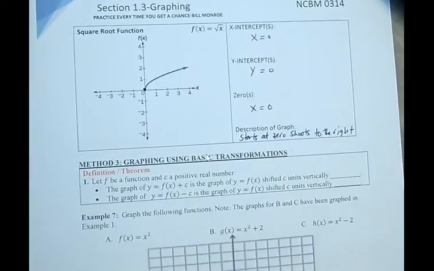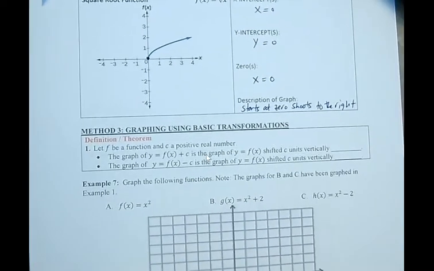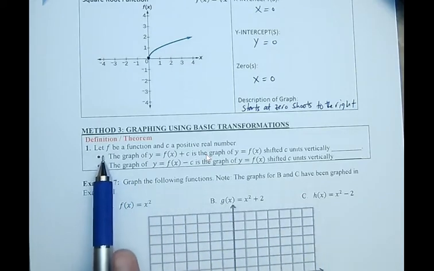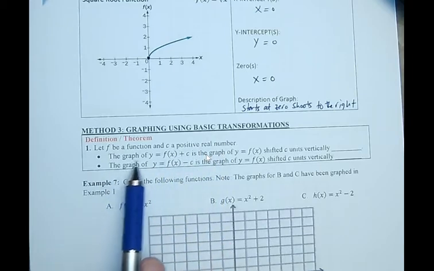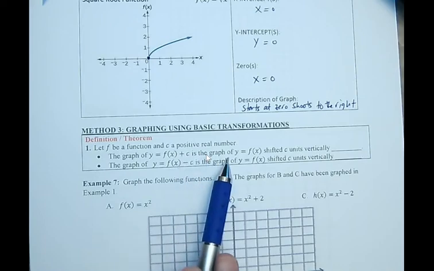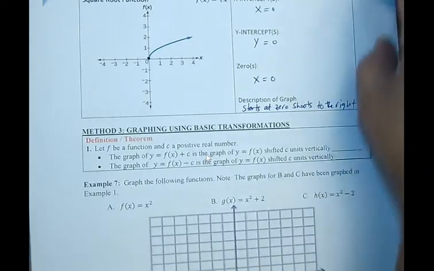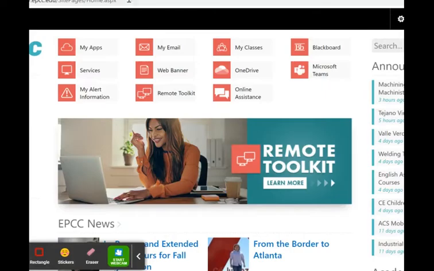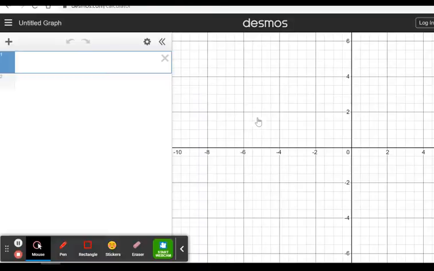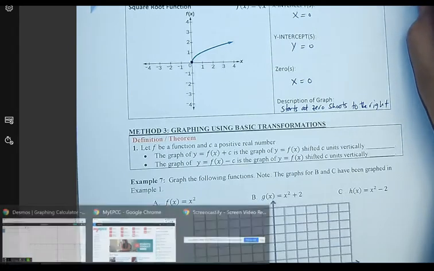So understanding these basic parent functions will help us to graph other functions with a little bit quicker method. Let's look at the first examples here. Okay, so we have: let f be a function and c a positive real number. The graph of y equals f of x plus c is the graph of y equals f of x shifted c units. And then we'll talk about how it's shifted. I'm going to use my computer to show you what these graphs look like. We'll graph the first one. You can see that the first one is x squared, so let's go ahead and graph that.